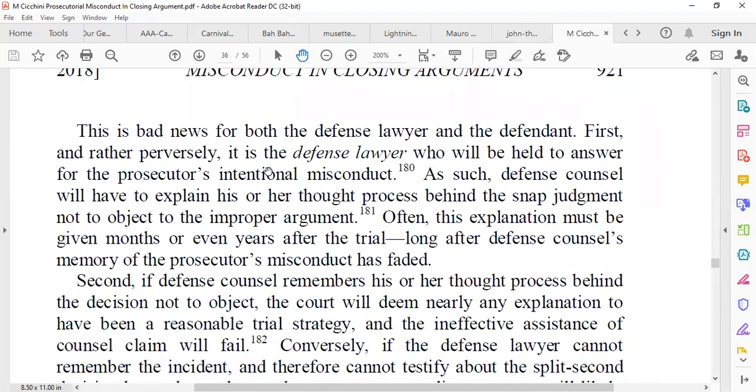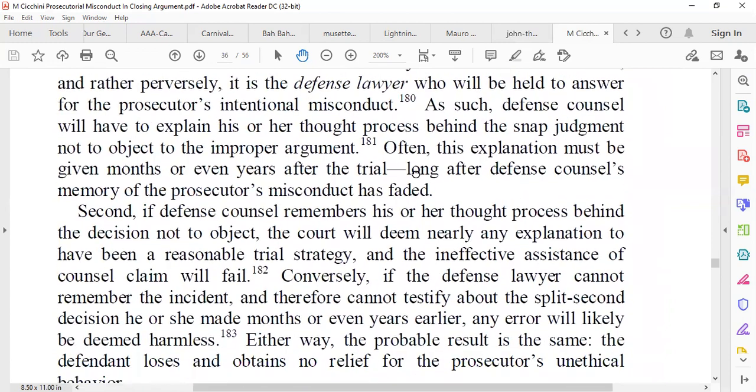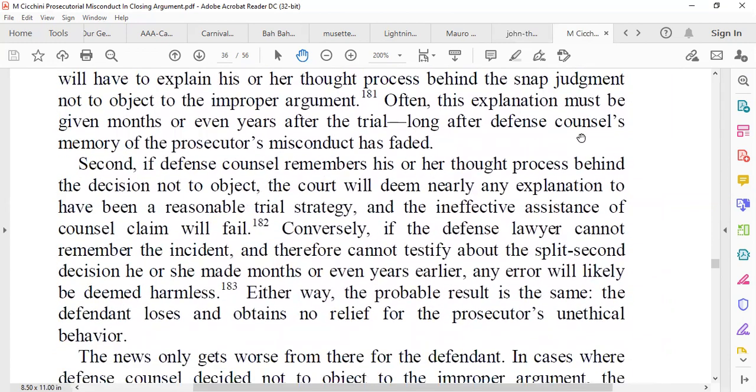This is bad news for both the defence lawyer and the defendant. First, and rather perversely, it is the defence lawyer who will be held to answer for the prosecutor's intentional misconduct. As such, defence counsel will have to explain his or her thought process behind the snap judgment not to object to the improper argument. Often, this explanation must be given months or even years after the trial, long after defence counsel's memory of the prosecutor's misconduct has faded.